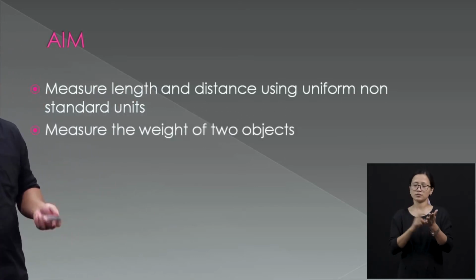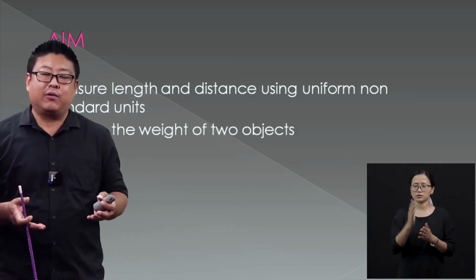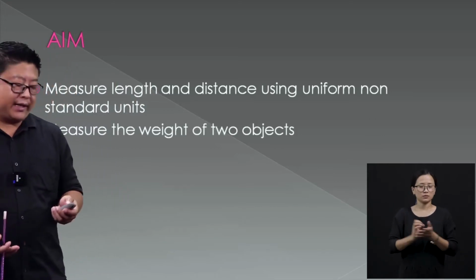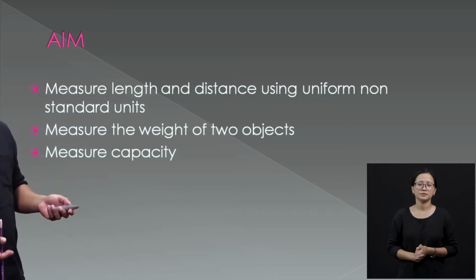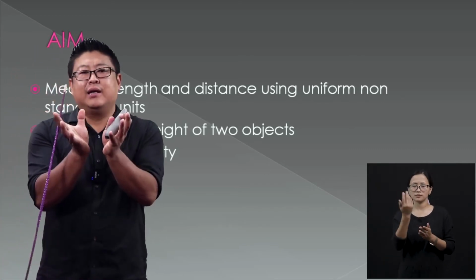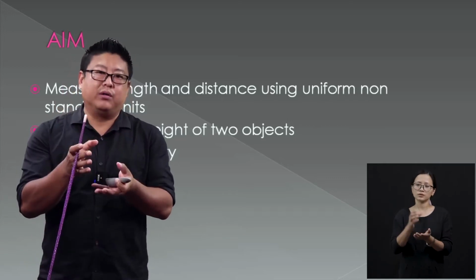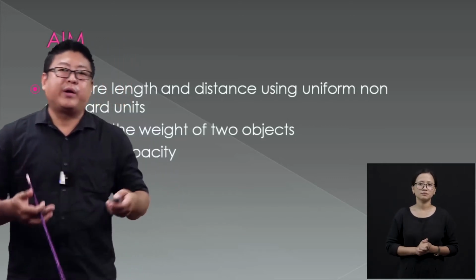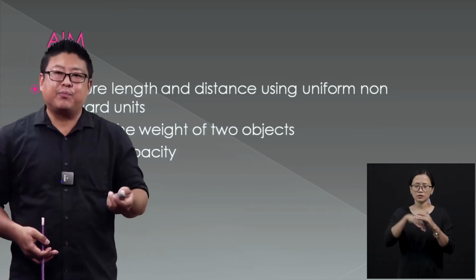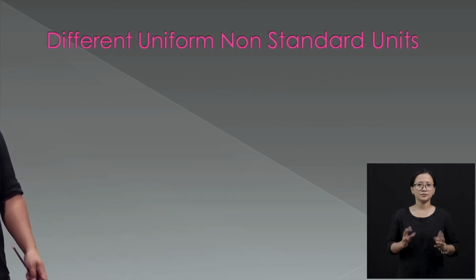Now, the next point is we will be able to measure the weight of two objects, and measure the capacity. Capacity simply means, for example, a bottle, the amount of water that it can hold. So we're going to go into that later part of the lesson. So let's begin with our lesson for today.